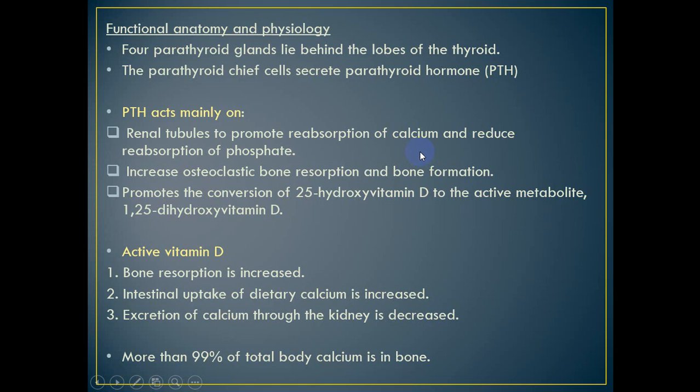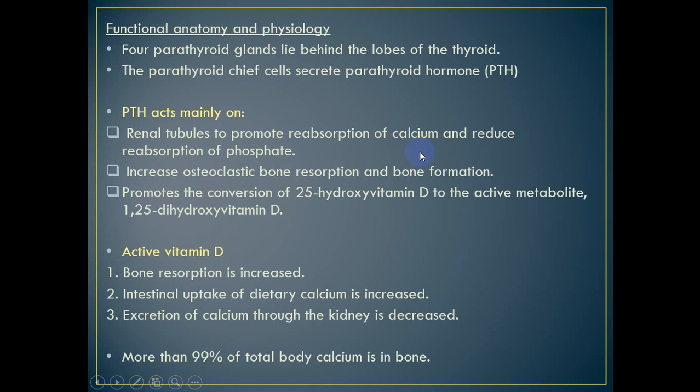The parathyroid gland consists of 2 main functional cells. Number 1 is the parafollicular cell or C cell, which secretes calcitonin. In humans, calcitonin is of no clinical relevance to calcium homeostasis. While the second cell is the parathyroid chief cell, which secretes parathyroid hormone in response to serum calcium.